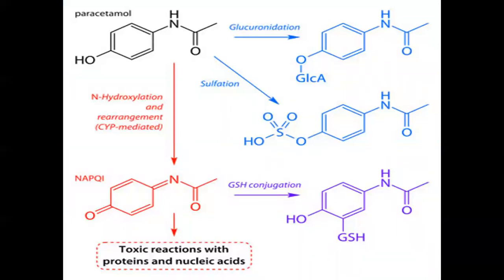This is actually showing how this toxic metabolite is formed. Here is paracetamol. It is metabolized by N-hydroxylation and rearrangement mediated by the cytochrome P450 enzyme, and this is the metabolite that has been formed. This is toxic. It can cause toxic reactions with proteins and nucleic acids within the body. On the other side, we can see glucuronidation and sulfation, and there's GSH conjugation. This GSH conjugation is an antioxidant, which we use for good effects. However, whenever these toxic metabolites are formed, they can overcome this, so the conjugation will be hampered or will not occur.